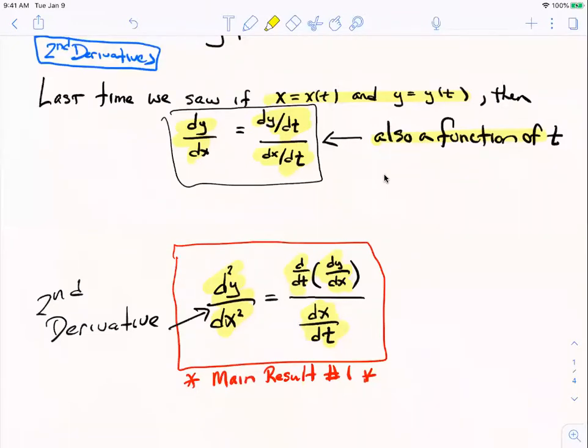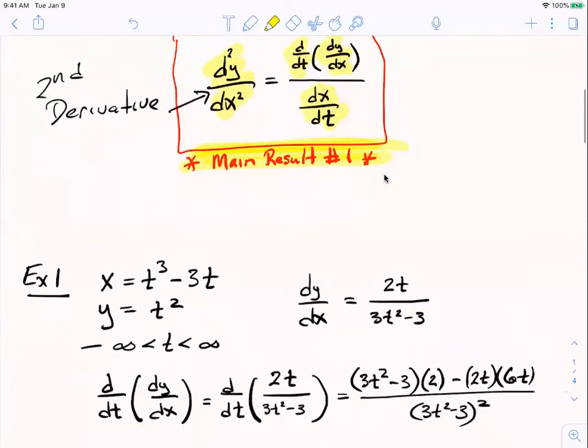Why am I doing it like this? Well, because it's given parametrically, I have to do everything in terms of t. So I take the derivative of dy/dx with respect to t. I take the derivative of x with respect to t. I take the ratio in the same order. That's the main result. That's it. That boxed formula tells you how to compute second derivatives of functions given parametrically. Let's see an example, and then you can practice yourself.